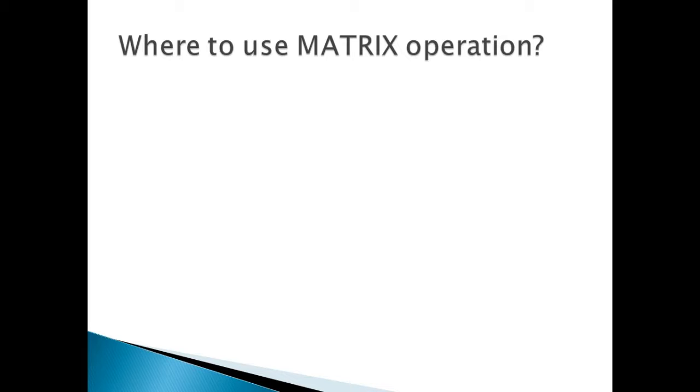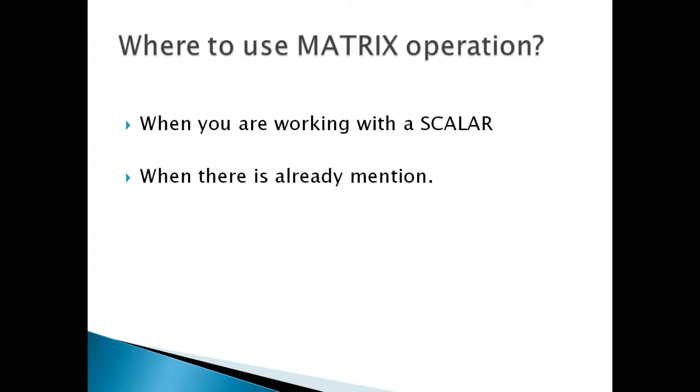Before starting with this video, I have to tell you the difference between the matrix operation and the arithmetic operation, or where you use the matrix operation and where you use the arithmetic operation. Basically, the matrix operation is used when you are working with a scalar, or when it is already mentioned that you have to use a matrix, or you are working with a matrix.